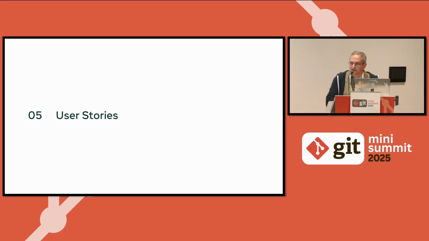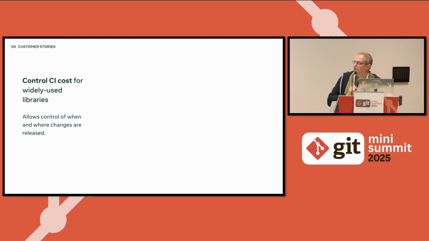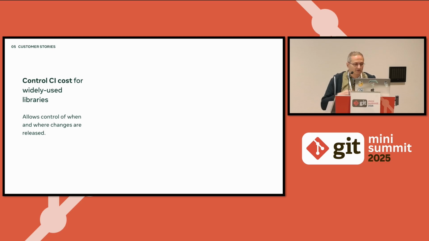As I say, we implemented this at Meta. We've been using it now for a little while. And I want to share some of the feedback that we've got from some of our users about how they found this to be useful. One of the big things we weren't really expecting but came out of this is users reported being able to actually use this to control their CI costs.